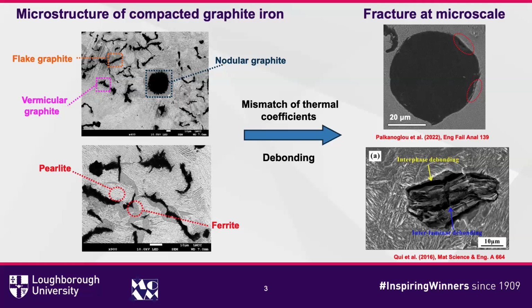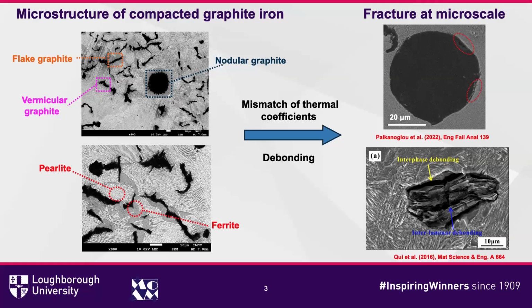At the microstructure level, the main fracture mechanism of compacted graphite iron is debonding. This includes interface debonding inside the graphite inclusions, interface debonding between the graphite and the matrix, or interlaminar debonding inside the graphite inclusions. My research mainly addresses the interfacial debonding of the graphite from the matrix.